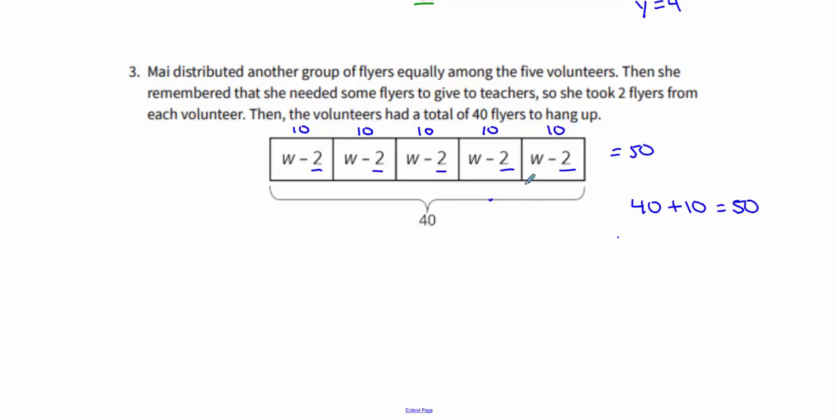So that's another way of looking at it. So the original amount was equal to 10. And then you take away the 2, 4, 6, 8, 10 total flyers, which gives us 40.